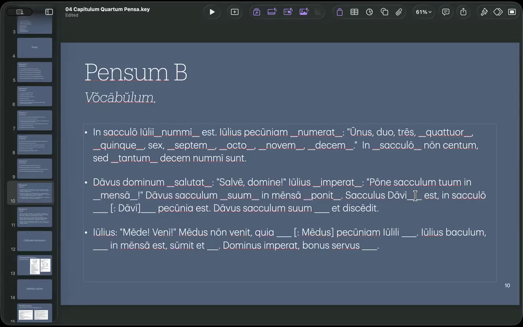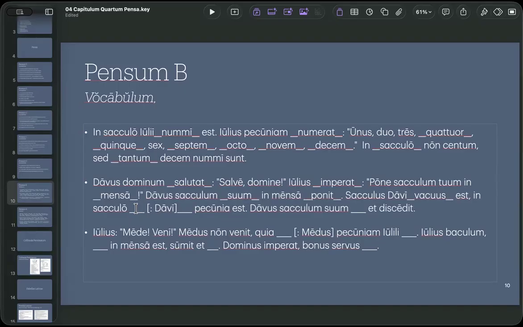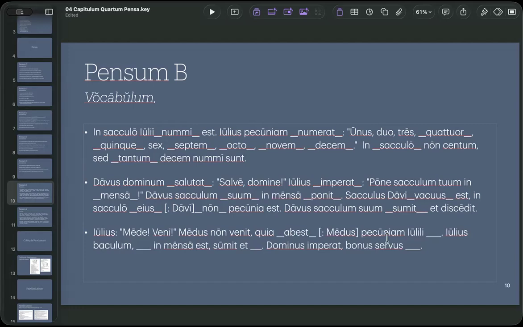Sacculus Davi vacuus est. In sacculo eius, oh yeah, eius. I had to figure out what they were trying to tell me there for a second. Non pecunia est. Davus sacculum suum sumit. Yes, he picks it up and leaves. Julius, medicus, veni. Medicus non venit quia abest, yes. Pecuniam Juli, oh, habet, there we go.